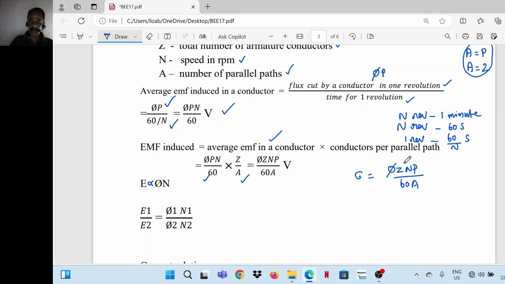In this, for a particular machine, the number of armature conductors, number of poles, and number of parallel paths, all these parameters are constant. So the only variables are phi and N, that is flux per pole and speed of the generator in RPM. So phi and N are the parameters which are changing. So we can generalize it as E is proportional to phi into N. Or from that we can reduce this relationship: E1 by E2 is equal to phi1 N1 divided by phi2 N2. So this is also an important relation.